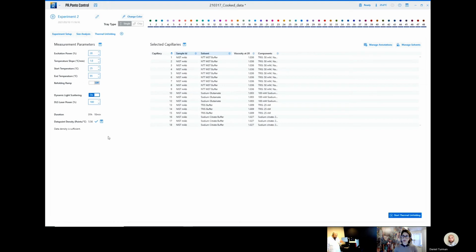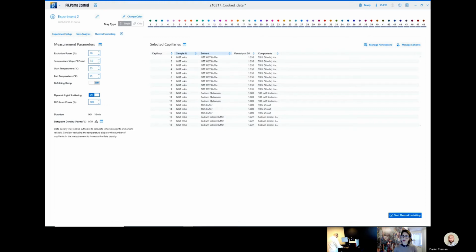Because we have to stop and do the DLS measurements at a particular temperature. So if we're not doing that, we can do nano DSF more times. We have an indicator here that says our data point density is at a sufficient amount, which is anything greater than 1.9 points per degree. And it's all based on your temperature slope.